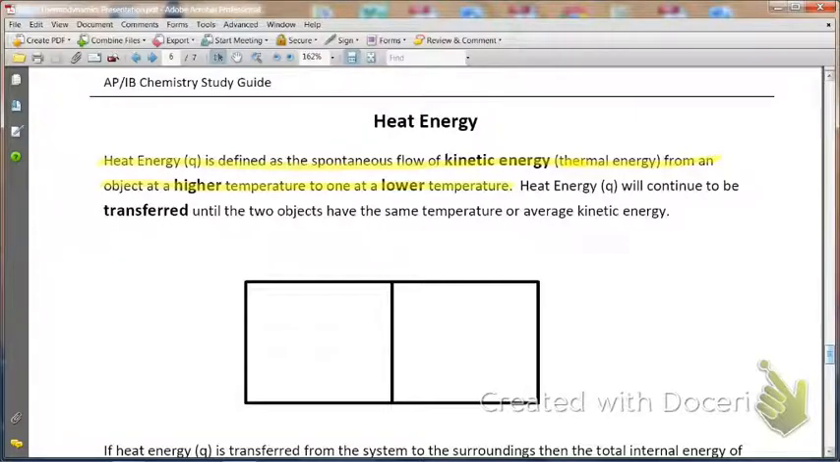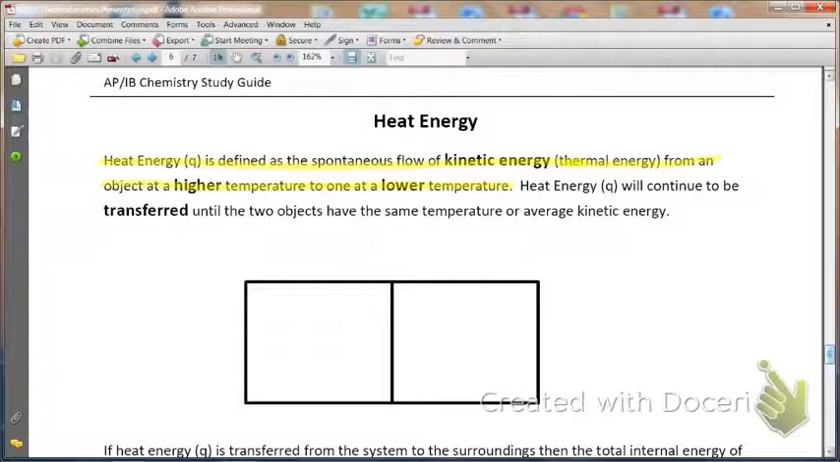Okay, 2. Spontaneous flow. What does spontaneous mean? Well, the word spontaneous means that it's going to naturally happen. It's going to naturally occur without any outside influence. Alright, so what this is really saying is that heat energy is really kinetic energy, but it's a special type of kinetic energy because it's dealing with kinetic energy that is being spontaneously transferred from a hot object to a cold object. Alright, and that will always occur from hot to cold.